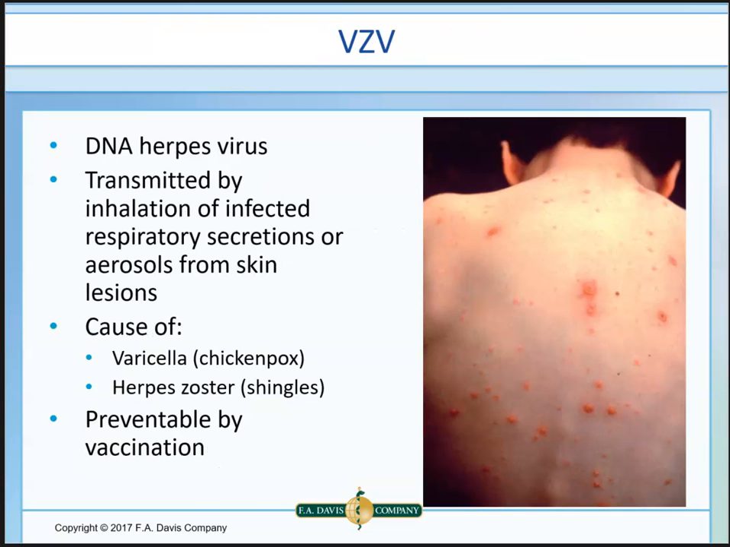Okay, VZV, varicella zoster virus. It's a DNA herpes virus. It's transmitted by infected respiratory droplets. You inhale them. That can come from the skin lesions. So chicken pox, which they have vaccinations for now, and shingles, which they do have a vaccination for. It's a 2-shot deal now. Very preventable.